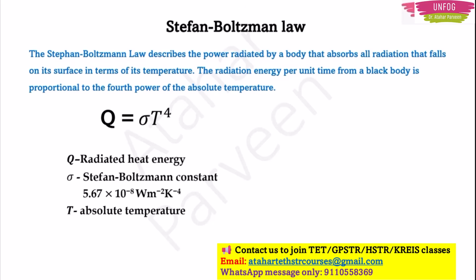This T is absolute temperature. Okay. There is a value of this Stefan-Boltzmann constant also. It's better you remember this value and the unit also. It is 5.67 into 10 raised to minus 8 W per meter square per Kelvin to the power 4.